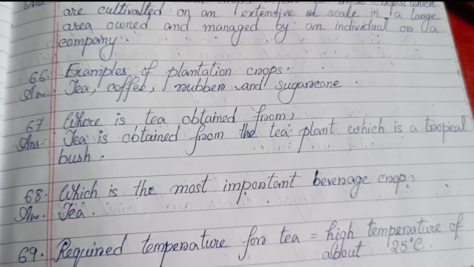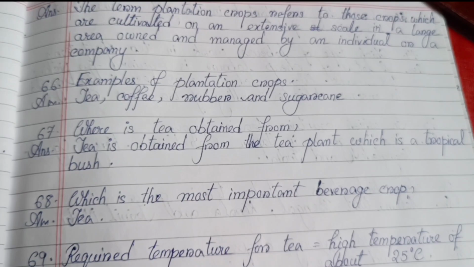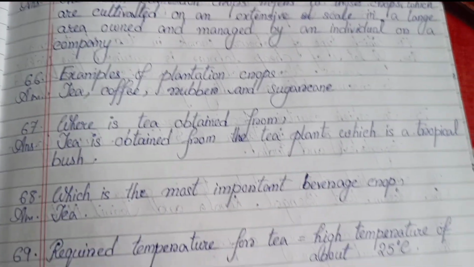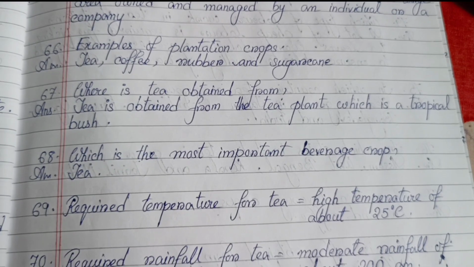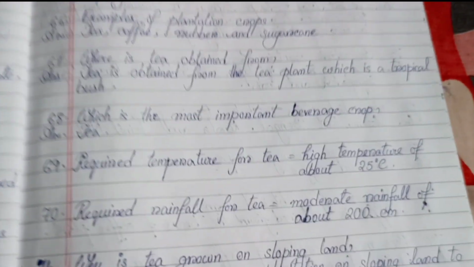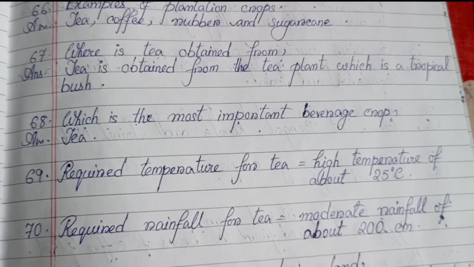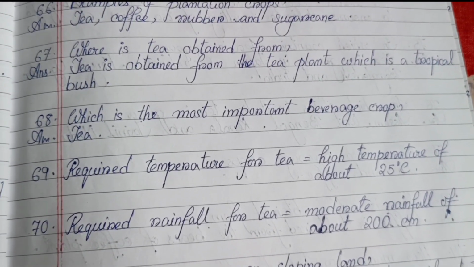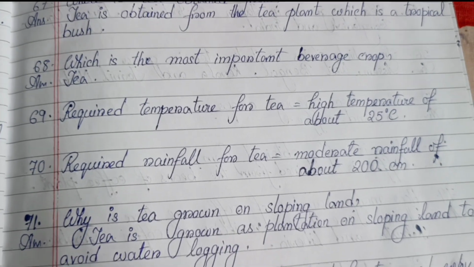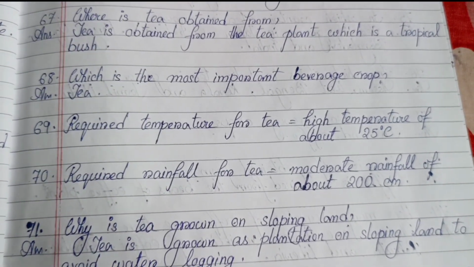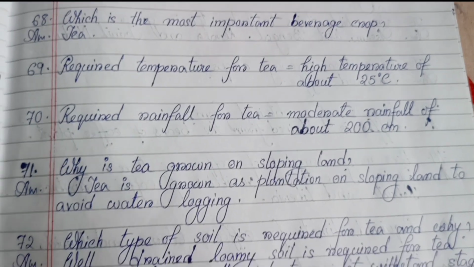Where is tea obtained from? Tea is obtained from the tea plant, which is a tropical bush. Which is the most important beverage crop? Tea. Required temperature for tea: a high temperature of about 25 degrees centigrade. Required rainfall for tea: moderate rainfall of about 200 centimeter.